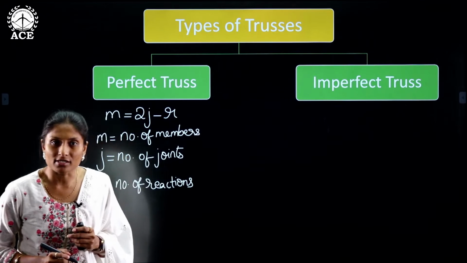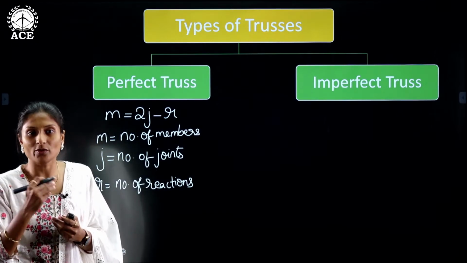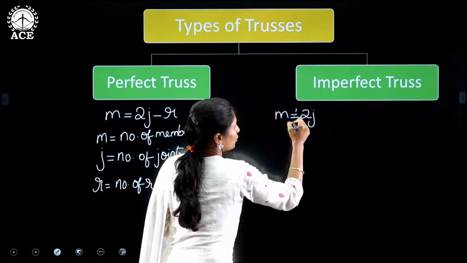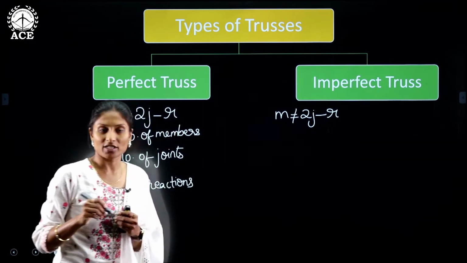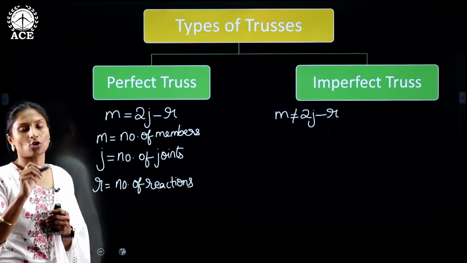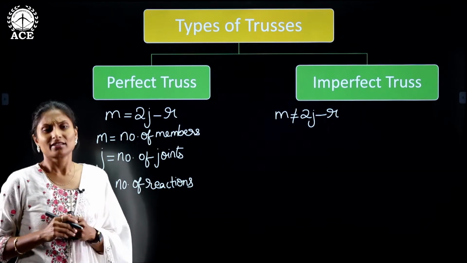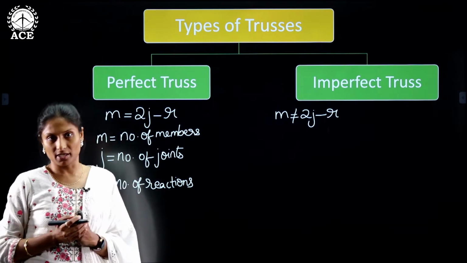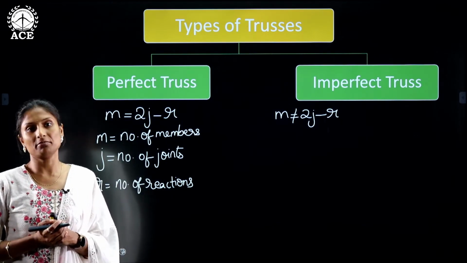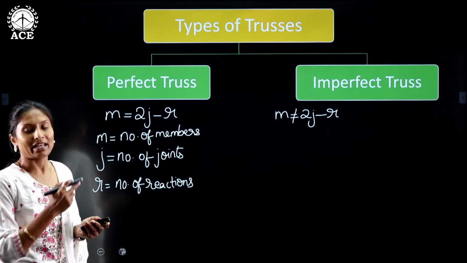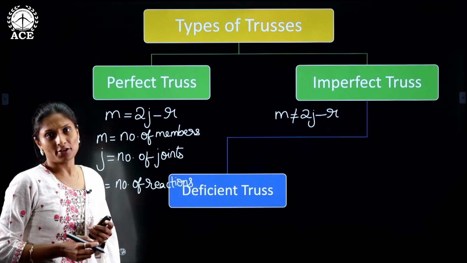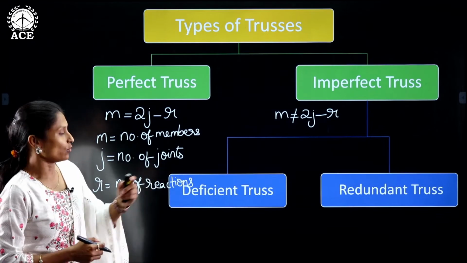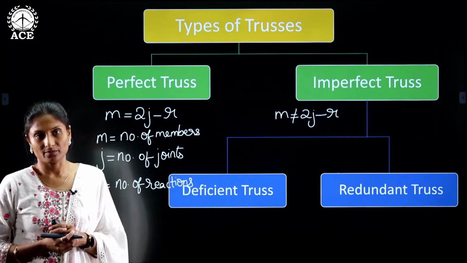Then what is an imperfect truss? Obviously, the truss which is not satisfying m equals to 2j minus r. The truss which is not satisfying this equation is called as an imperfect truss. That means there may be excess members or less members compared to the required members. So generally, an imperfect truss may be a deficient truss or a redundant truss. So what is a deficient truss and what is a redundant truss?